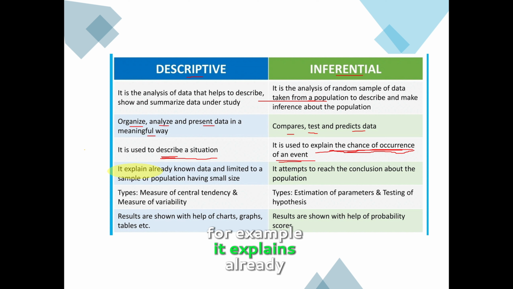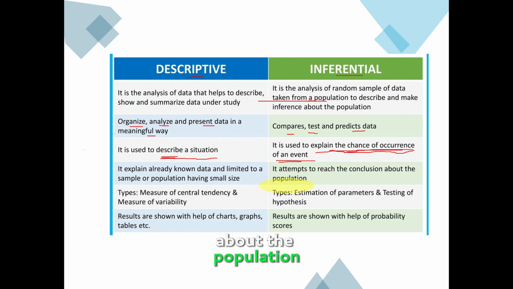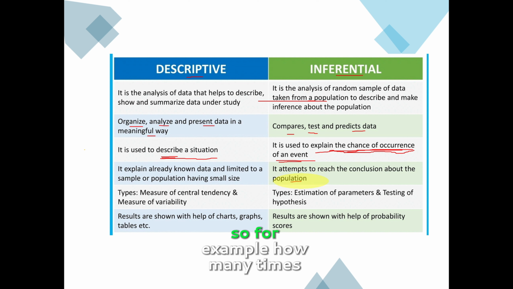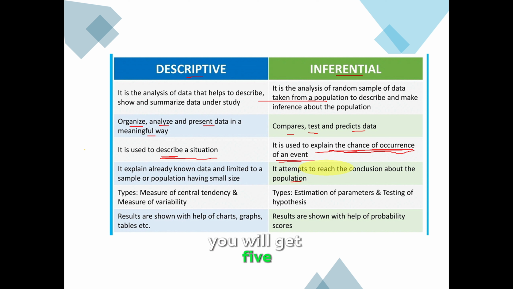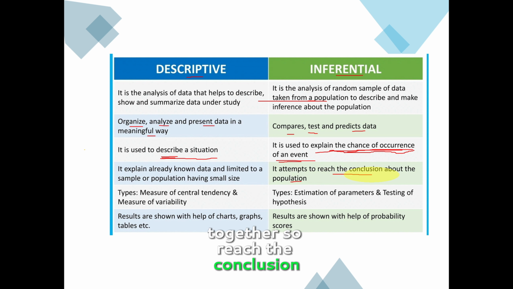For example, it explains already known data and limited to a sample population having a small size. Whereas in inferential, it attempts to reach the conclusion about the population. So for example, how many times you will get 5 when you roll 10 dices together. So reach the conclusion.